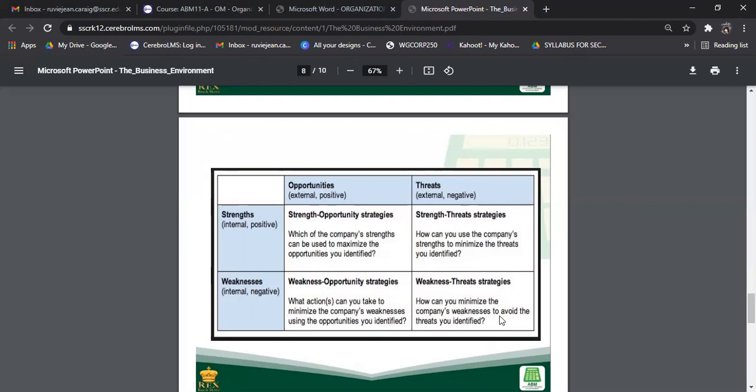Okay? Ayoko ng mga Jollibee, McDonald's. Gusto ko local business. Again, wala pong lalabas ng bahay. Interviews will all be online.